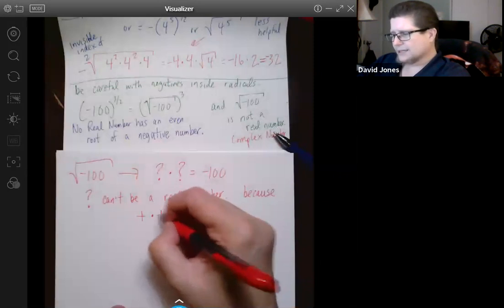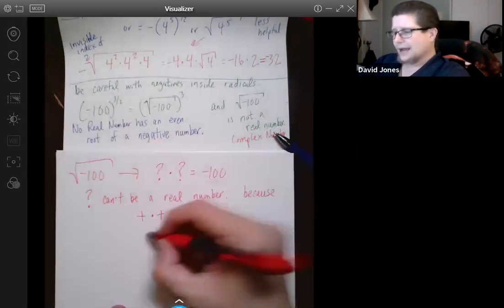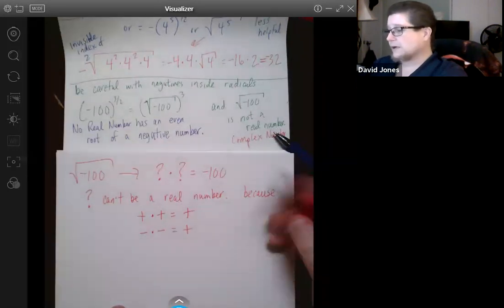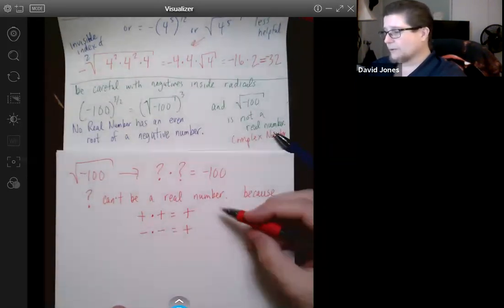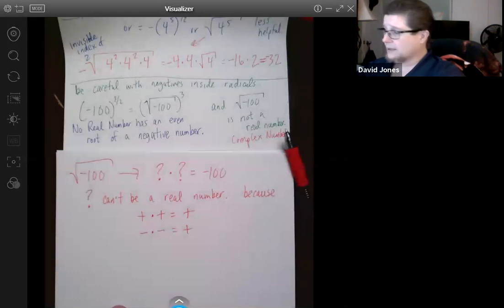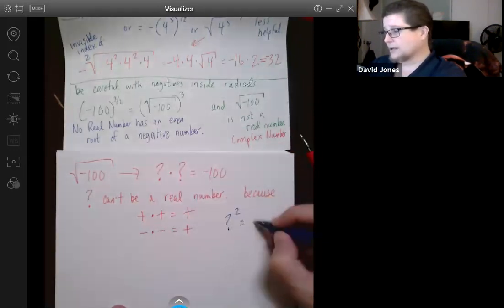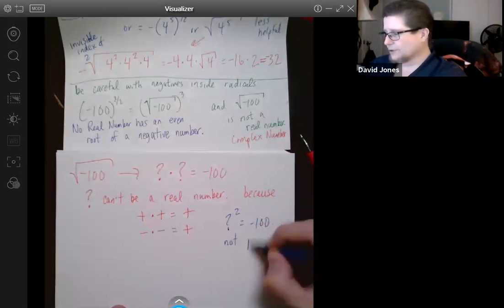Positive times a positive is positive, and a negative times a negative is positive as well. There is nothing where we have the same sign. This is really saying something squared equals negative 100. Not possible in the real numbers.